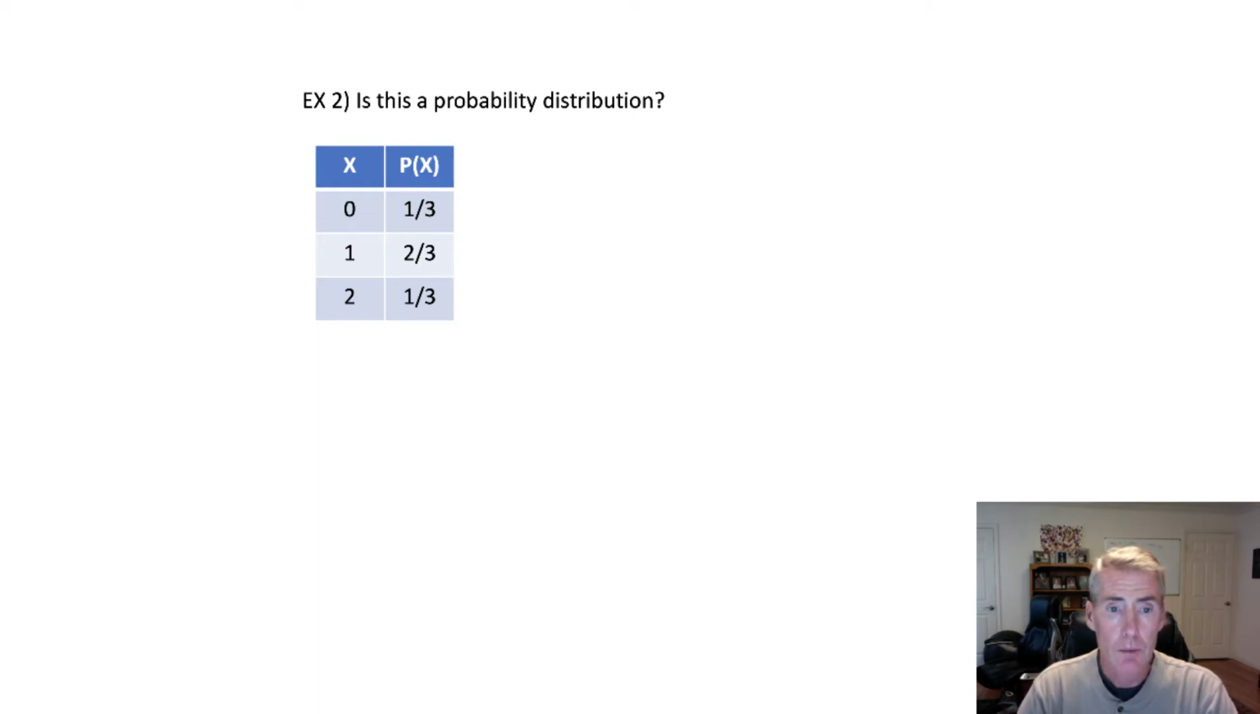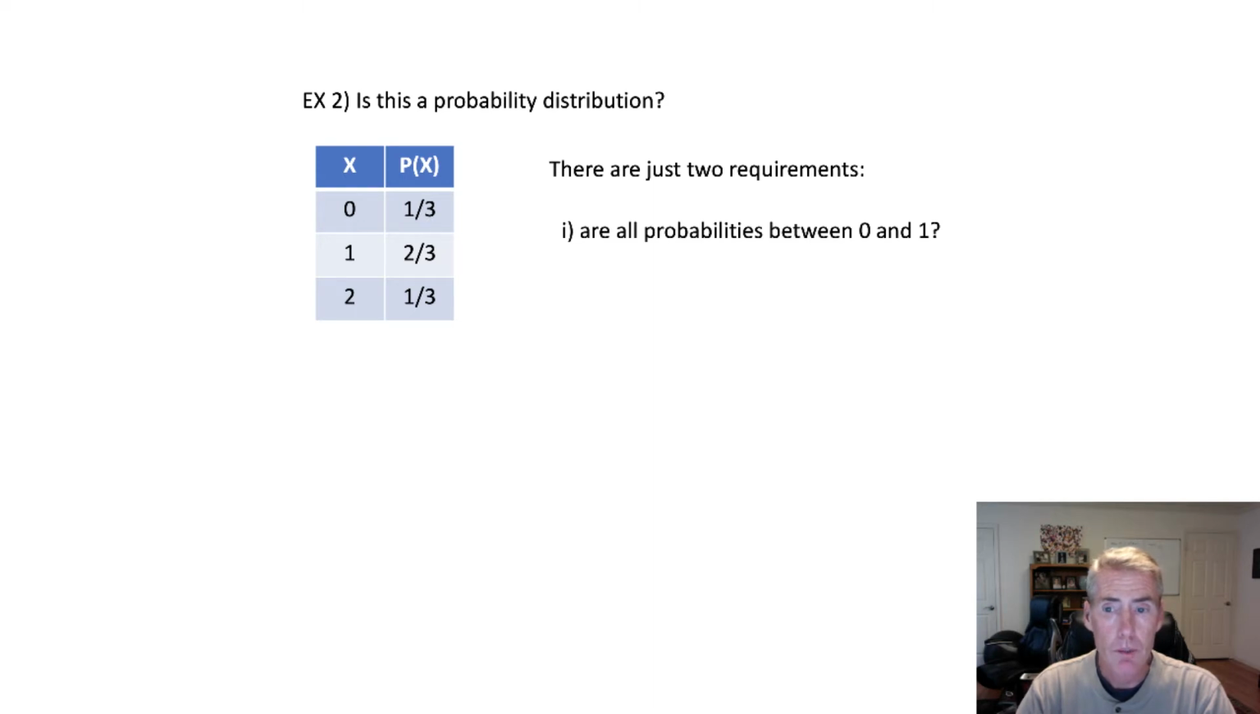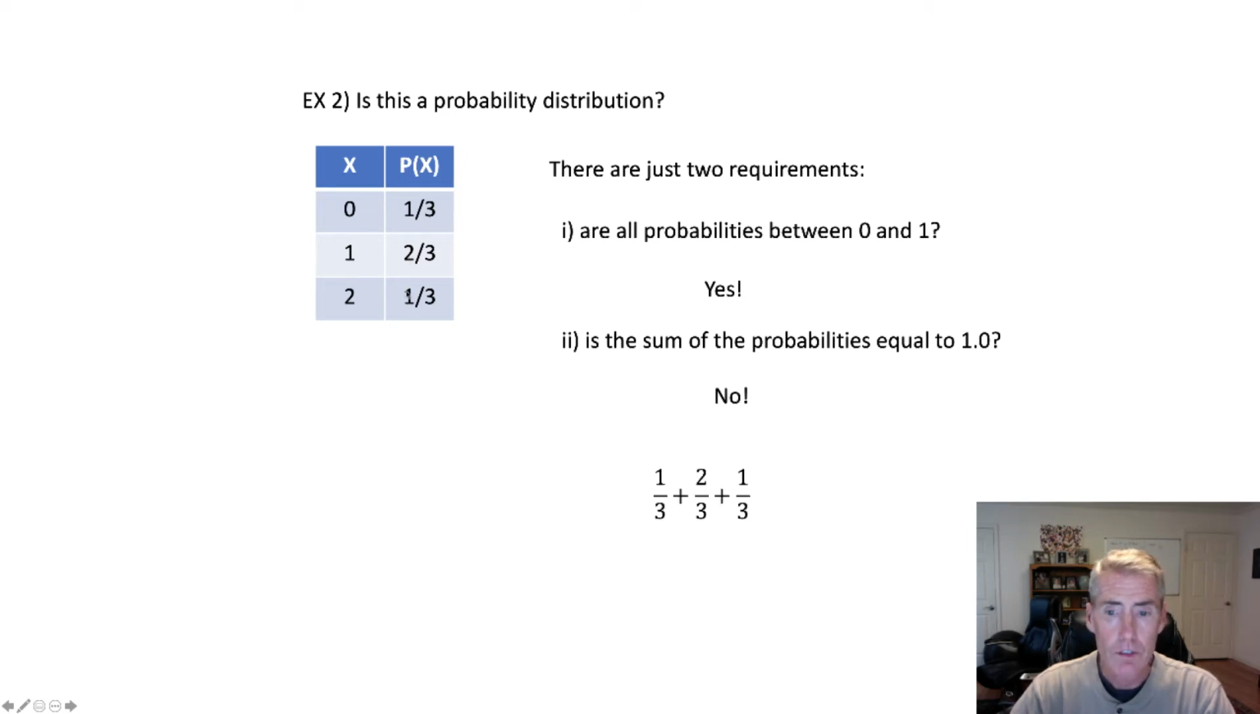So is this a probability distribution? Well, at first it looks like it. There's 2 requirements though. One is all of the probabilities have to be between 0 and 1. So this one would be 0.33, 0.66, and 0.33. So yes, they followed that rule. Then the other rule is, if you add up the probabilities, it has to equal exactly 1. And this would be 1/3 plus 2/3 is 3/3, plus another 1/3 is 4/3. And 4/3 does not equal 1. So this is not a probability distribution.